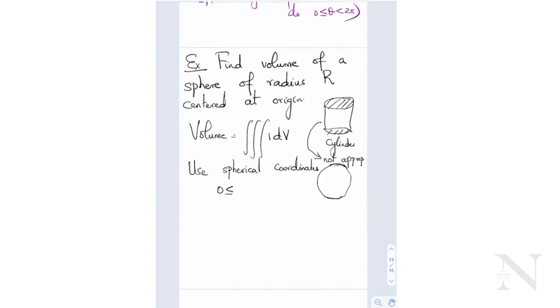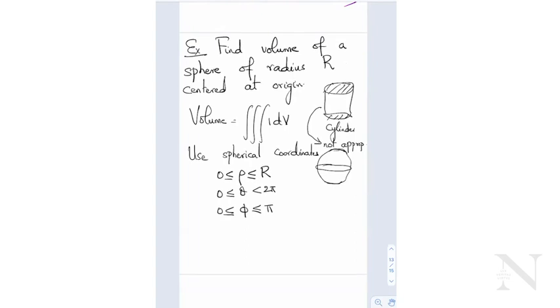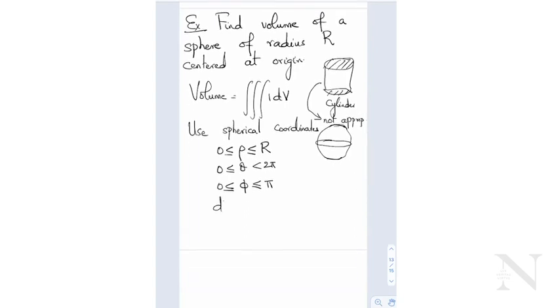So your radius, remember you're using rho for radius, goes from 0 to R. Theta is your full angle, the azimuthal angle that goes from 0 to 2 pi. And phi goes from 0 to pi. Here is the other crazy thing: if you're a physicist and you take physics classes, the phi and theta are interchanged. They use theta for phi, phi for theta. So it's crazy. And dv is rho squared sine phi d rho d phi d theta.